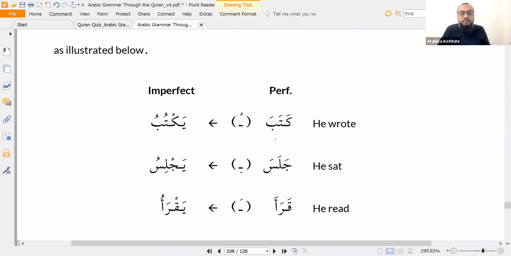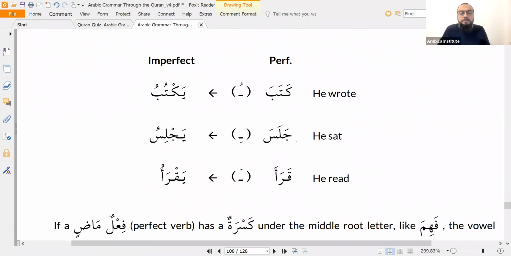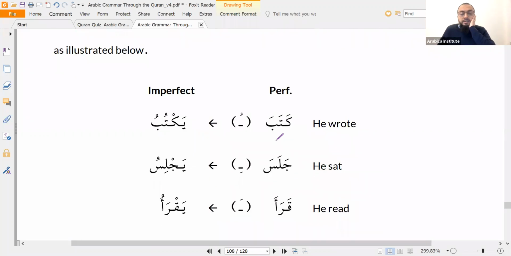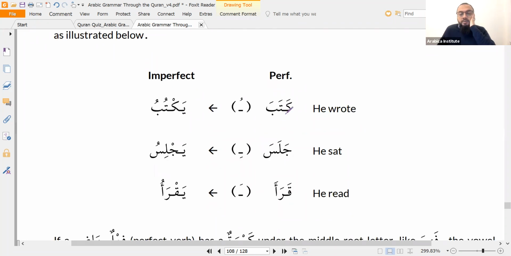Okay. And then it's open to interpretation. So we have here now the verb has different permutations in terms of how you vowel it. Where in the perfect verb you have fatha, fatha, fatha, you can have dhamma, kasra, or fatha in the imperfect.